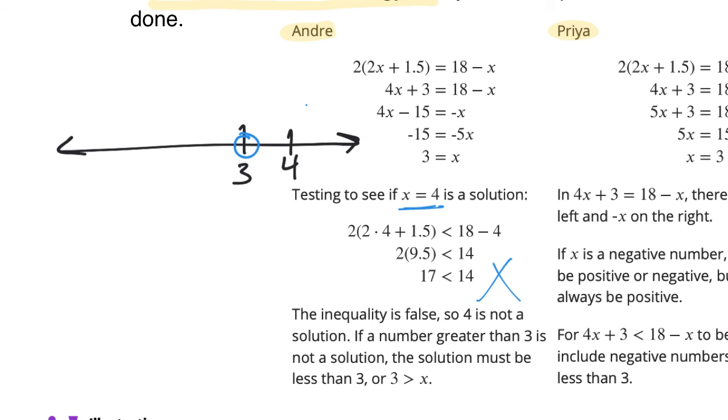And so he knows that this side is not where the solutions are. They're going to be on the other side of your boundary, on the other side of 3. And so he ends up getting solutions saying that x has to be less than 3, which is exactly what he wrote here. Do you notice that it's just flipped? 3 is greater than x is the same thing as x is less than 3.